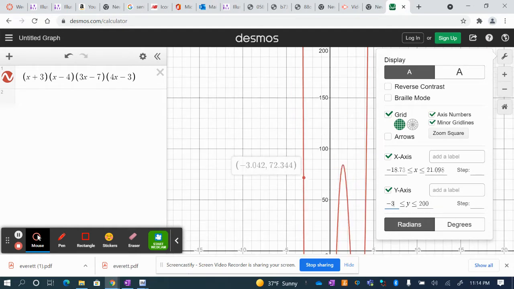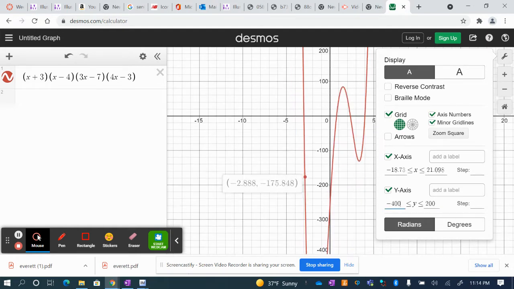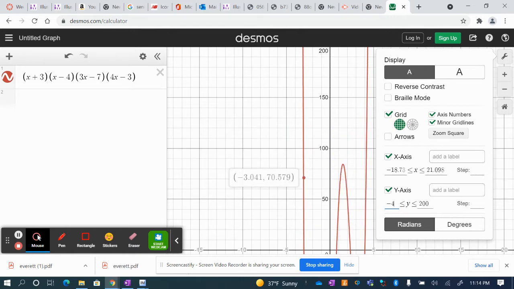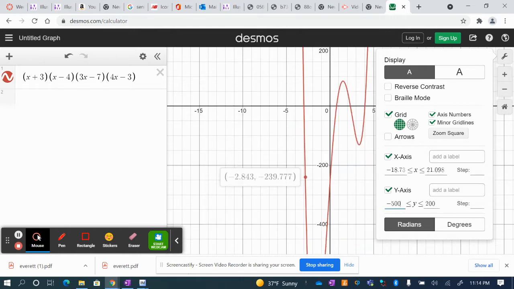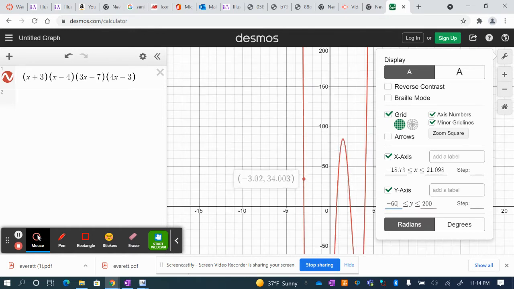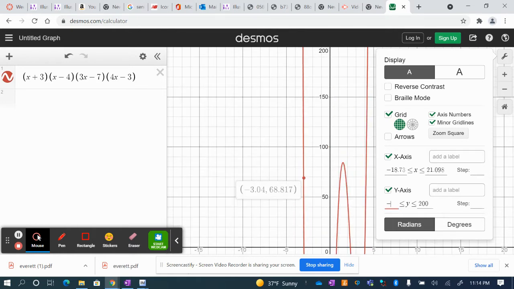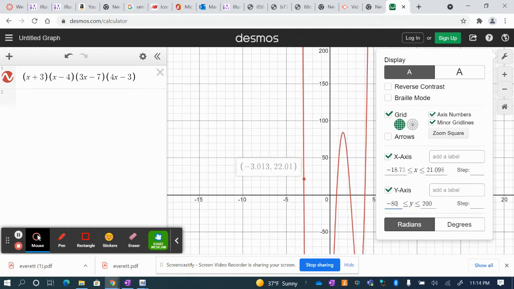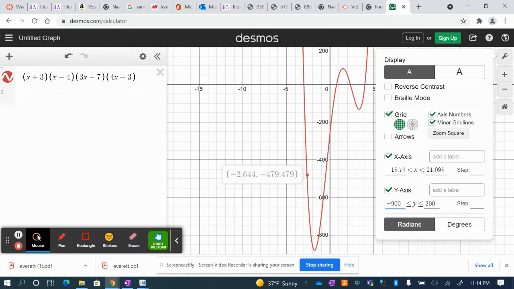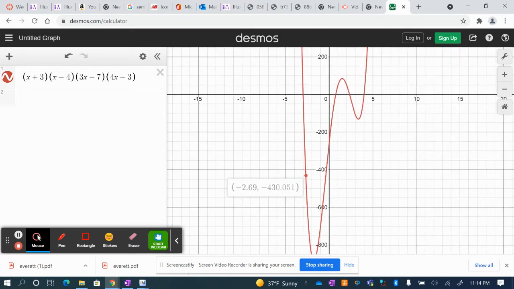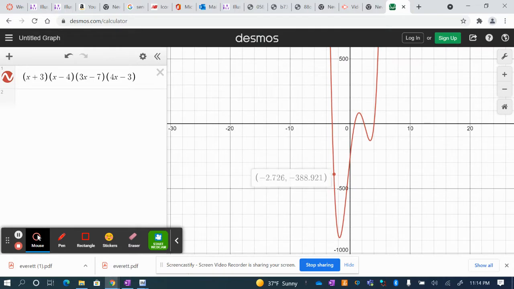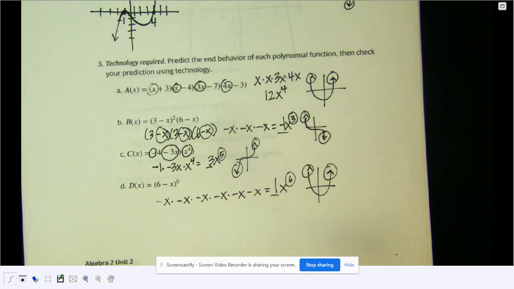Oh my goodness, lower. Oh my goodness, lower than 600. Oh my goodness, we're almost there. Almost 900. Bam, finally. Okay, so even though it's doing some crazy stuff in the middle, both of the ends are going up to bigger positive numbers. Okay, you could check all of those on Desmos if you want. All right.